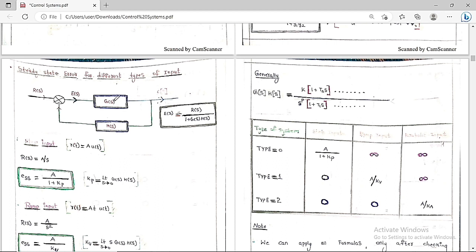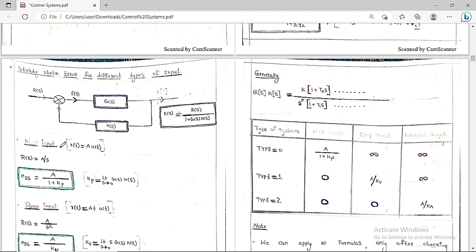Here it is G of s, here it is H of s, here it is R of s, here it is C of s, and it is E of s. So there is a feedback here. It's a negative feedback. By default, we are always going to study only the negative feedback. I've already told you the E of s formula: E of s is equal to R of s by 1 plus G of s H of s. This we have just now discussed.